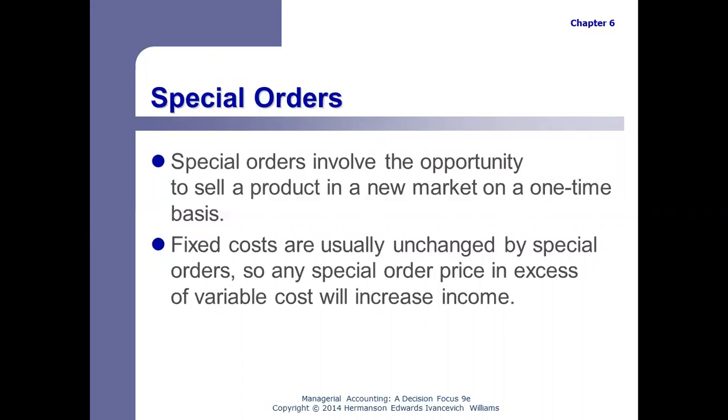Okay, again, notice that whether we accept the special order or reject the special order, fixed costs are not going to change at all. They're fixed. So even if we accept the special order, the fixed costs will not go up. So again, because we're looking at incremental differences or changes, if the fixed cost is the same under both alternatives, we ignore it because it's not relevant to the decision making at hand.